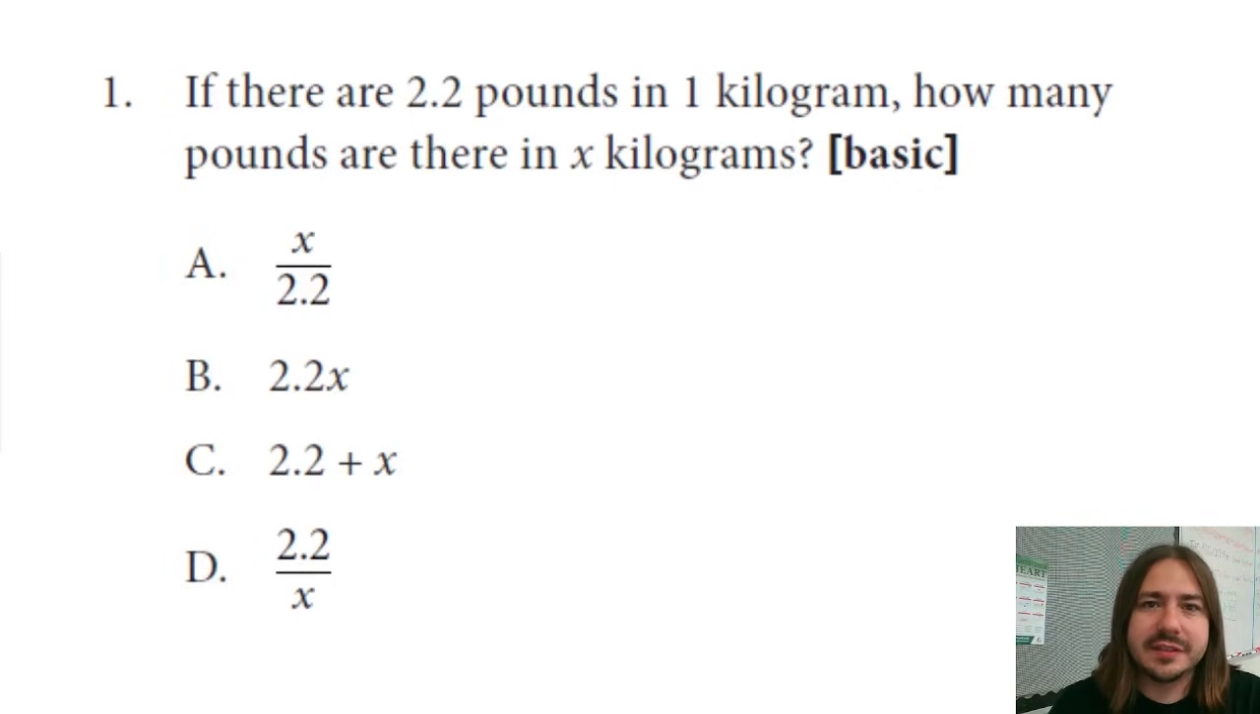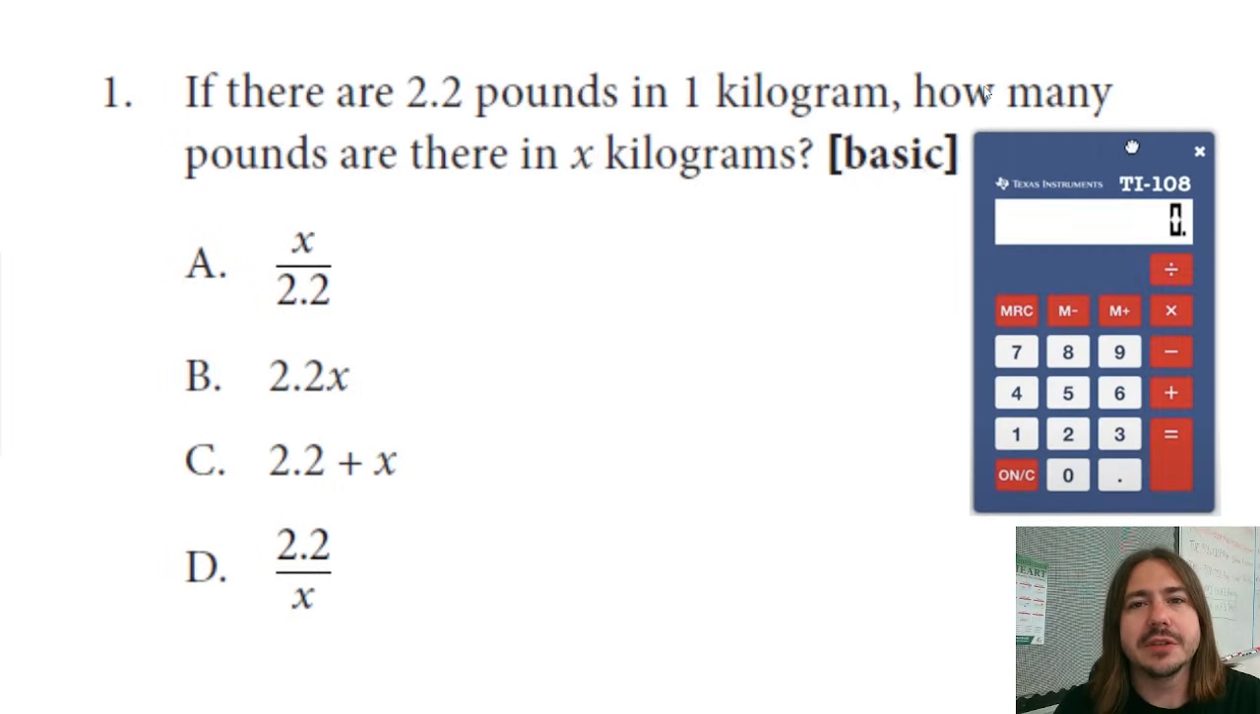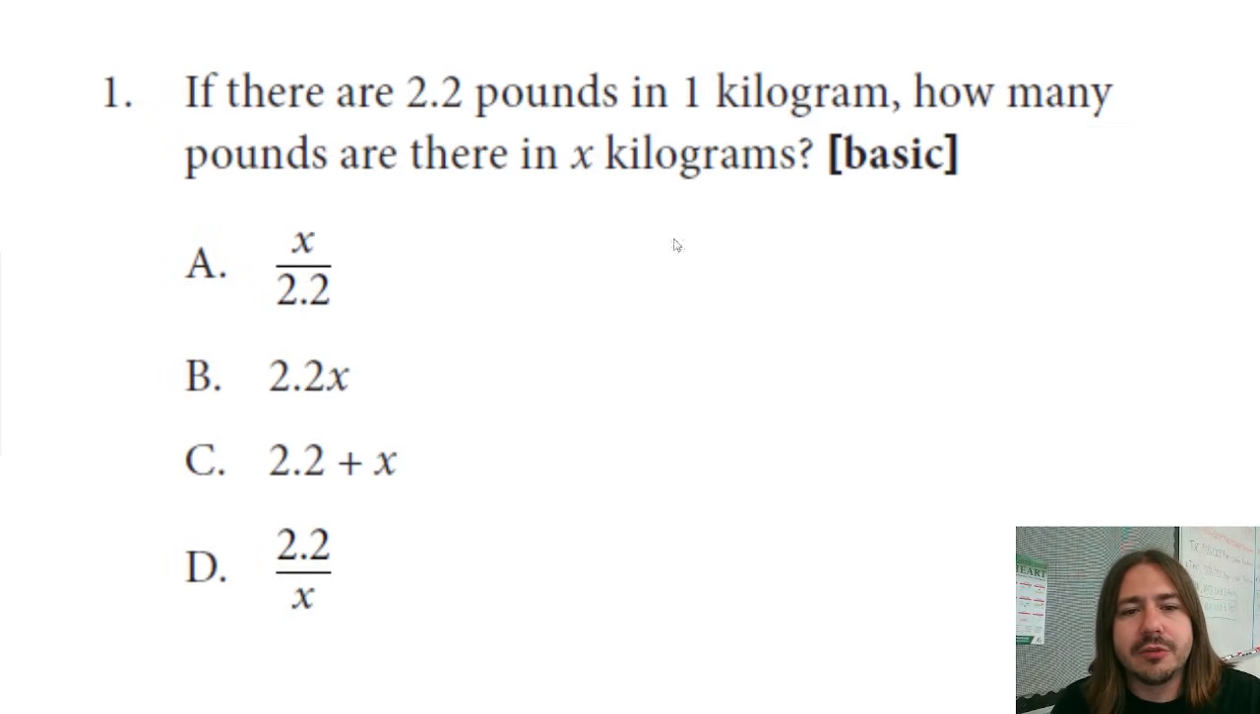Number one on these TSI practice problems says, if there are 2.2 pounds in 1 kilogram, how many pounds are there in X kilograms? And this is basic, and what this is referring to is the type of calculator you'd be allowed to use on this particular problem. Basic meaning your regular 4-function calculator, so not a scientific, not a graphing, but just really one that can do your basic arithmetic. So the setup here is we want to set up a proportion that compares two equal ratios.